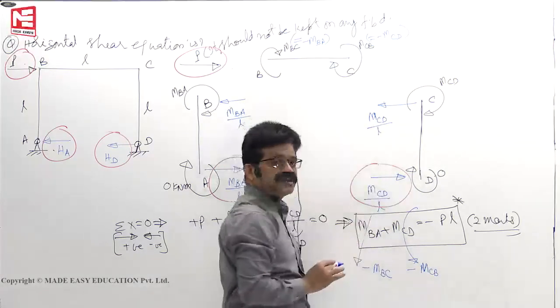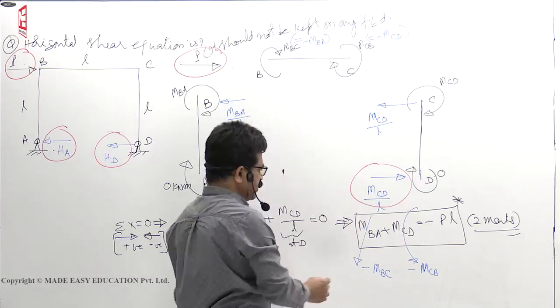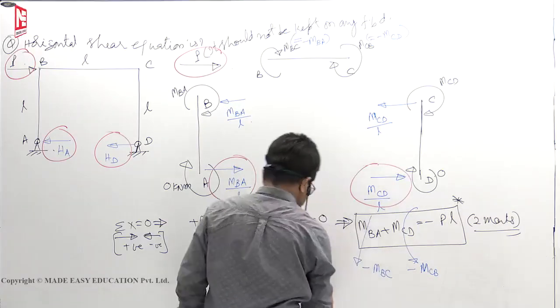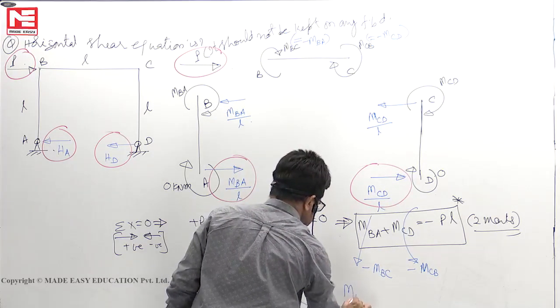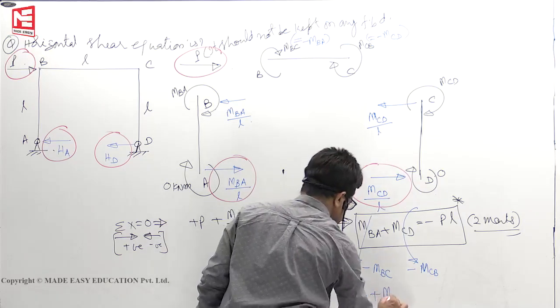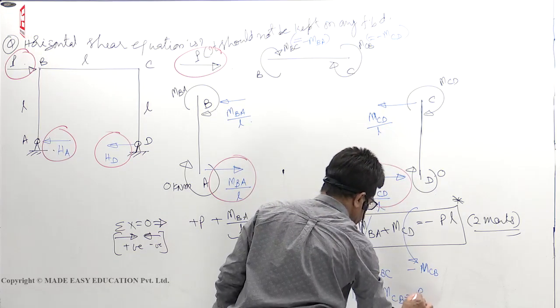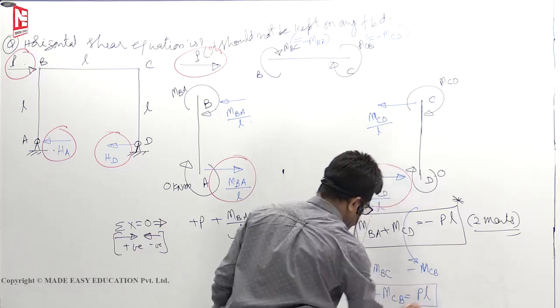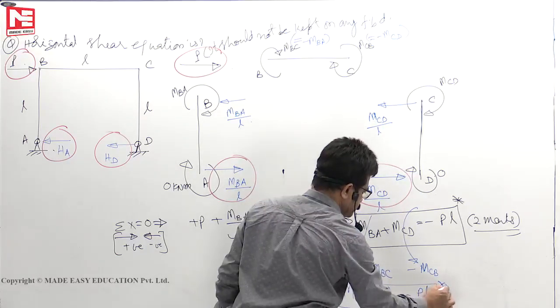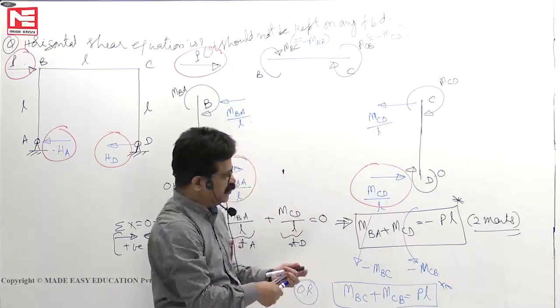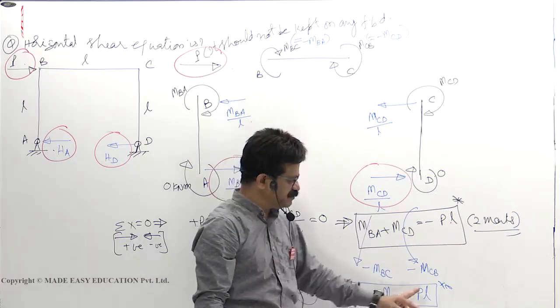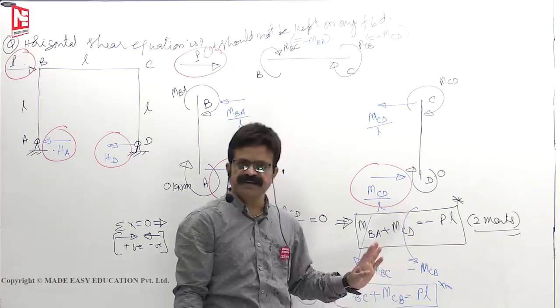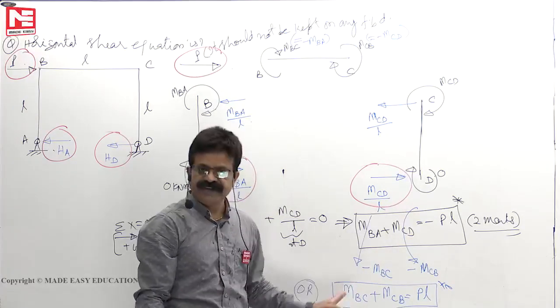MBC and MCB, both of them are equal and oppositely directed. Now, if you cancel all the minuses, you get MBC plus MCB is equal to P into L. Both are the same: MBA plus MCD is minus PL, or MBC plus MCB is equal to plus PL. Both of them are equivalent.